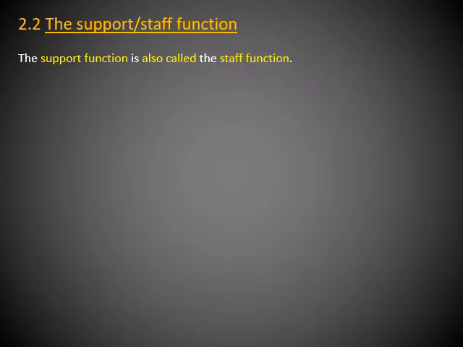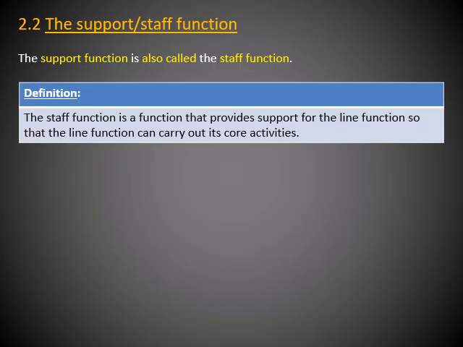Okay, the second element we're looking at is the support function or the staff function. So take note first of all that we can either talk about the support function or the staff function. It's the same thing. A definition for the staff function or support function is as follows. The staff function is a function that provides support for the line function so that the line function can carry out its core activities. So the staff function is basically there to support whatever the core business of the company is. So it has a supporting role.